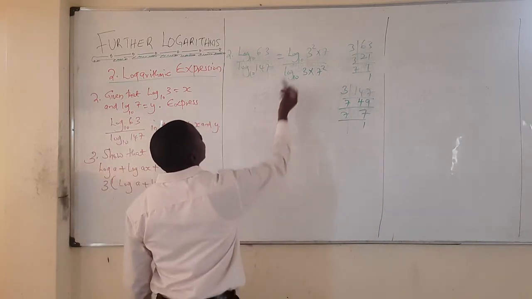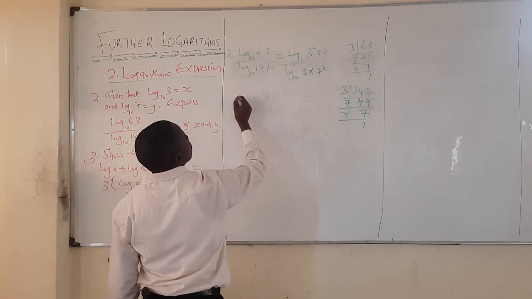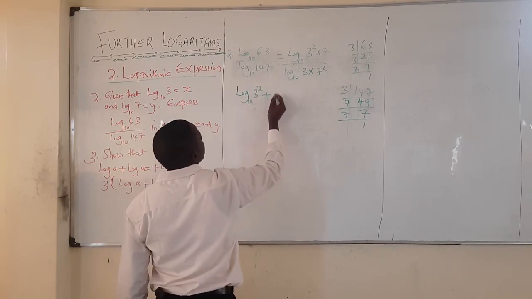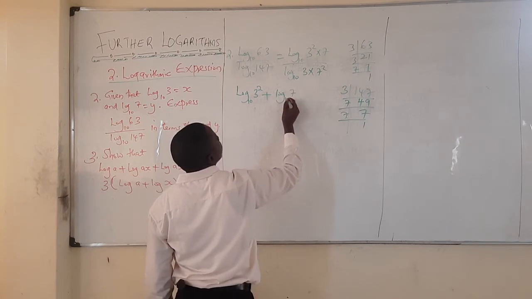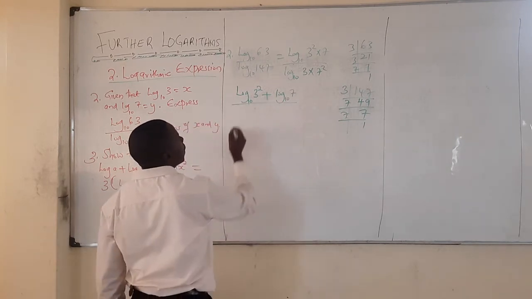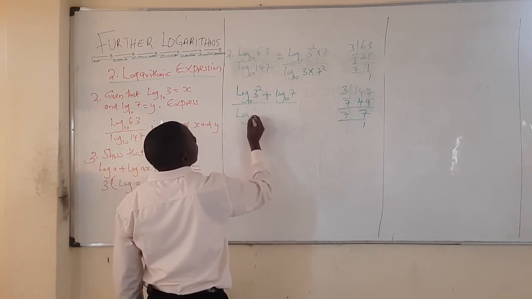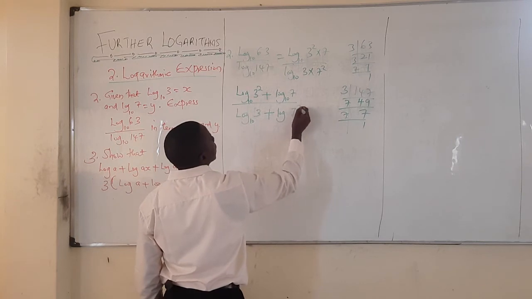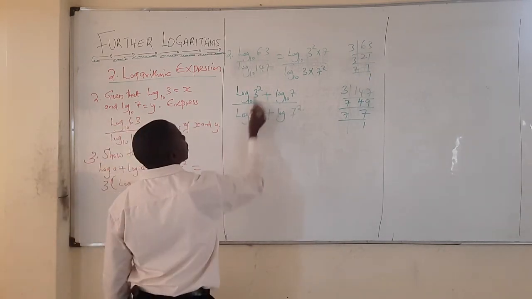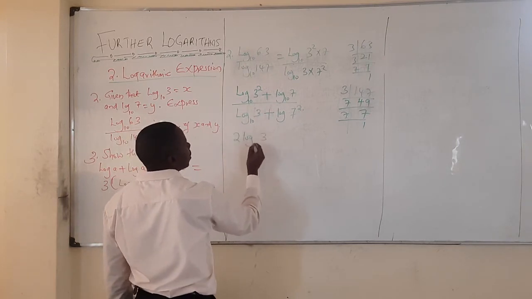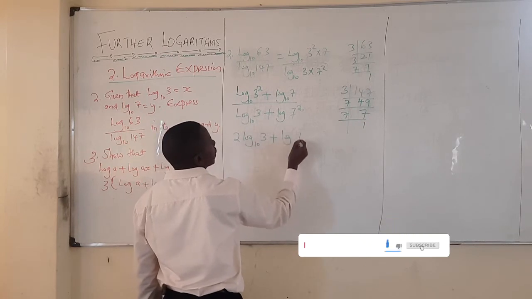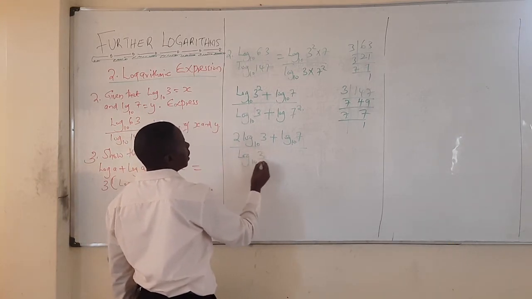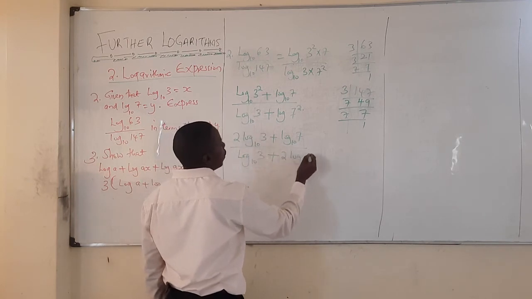Then you express this in a better way: the log of 3 squared base 10 plus the log of 7 base 10. That's our numerator. The denominator you have the log of 3 base 10 plus the log of 7 squared. Then from there you drop the powers, so you have 2 log of 3 base 10 plus log of 7 base 10, over the log of 3 base 10 plus 2 log of 7.